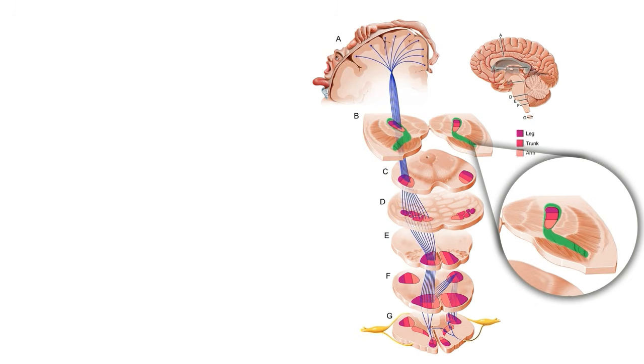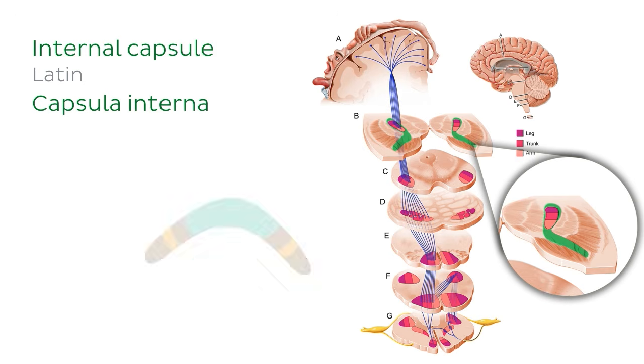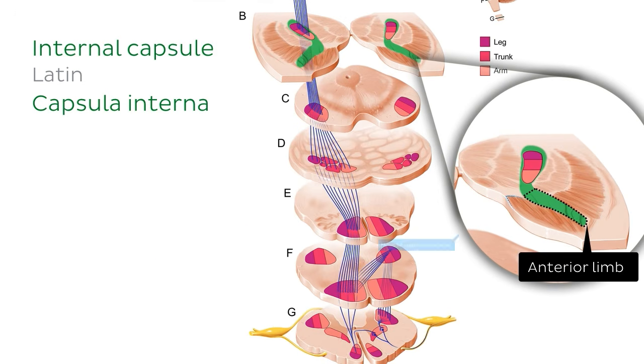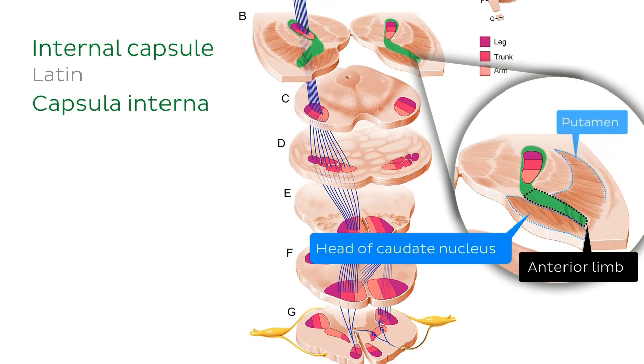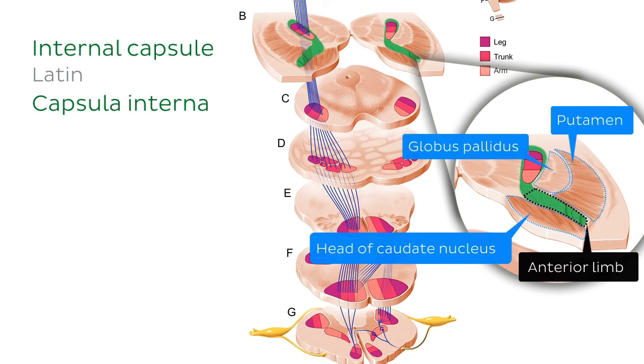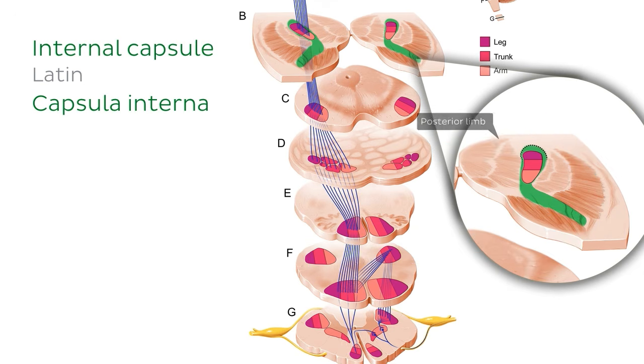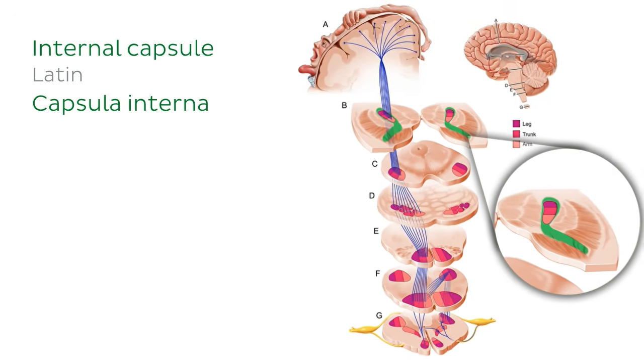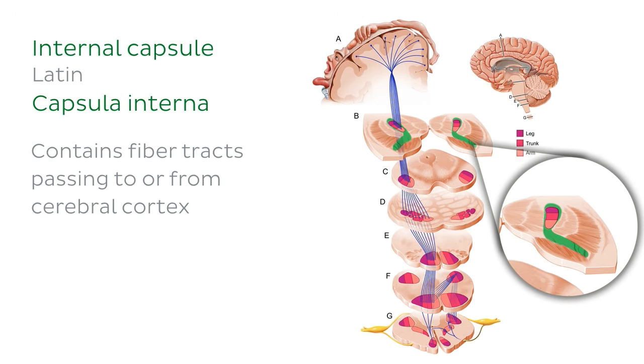Our next structure of interest is this large bundle of white matter known as the internal capsule. As you can see, it's a V-shaped structure and is composed of an anterior limb, which separates the head of the caudate nucleus from the putamen and globus pallidus, and the posterior limb, which separates the thalamus from the putamen and globus pallidus. The internal capsule contains axons from fibre tracts passing either to or away from the cerebral cortex.